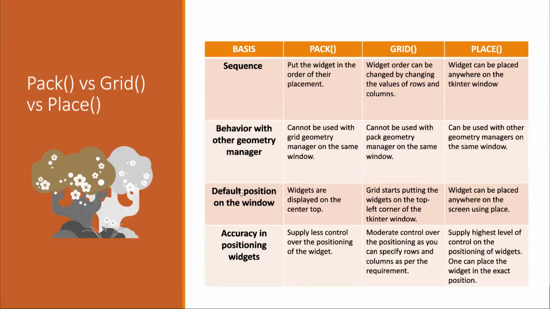Default position on the window. When the pack widget is used without any other option, the widget appears at the center top of the window. Whereas in the case of grid, it appears at the top left corner of the screen. And in place, it won't appear unless you provide X and Y values. So let's go ahead and see that.